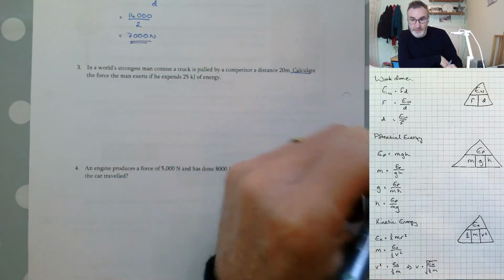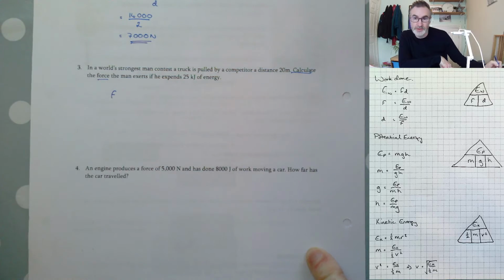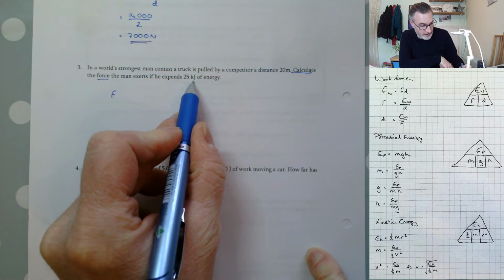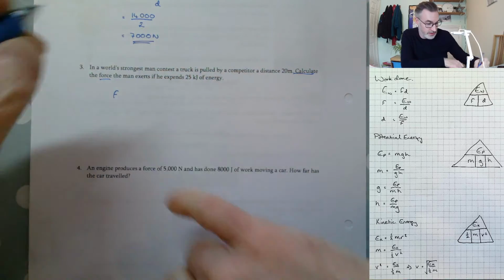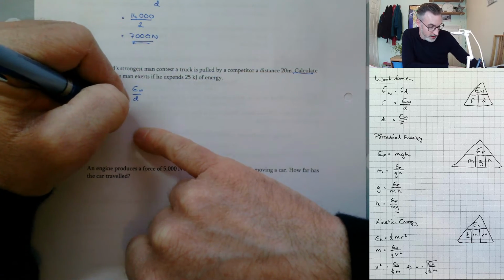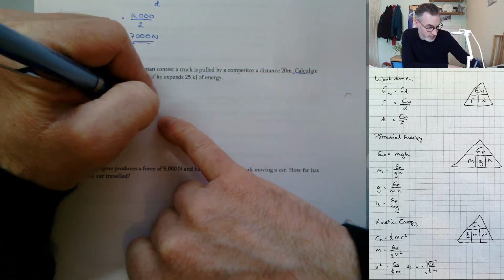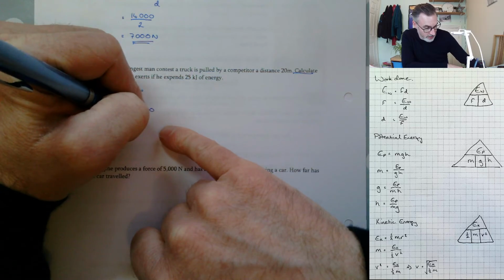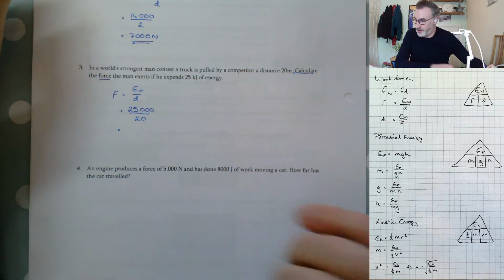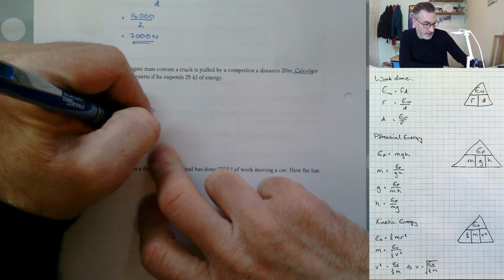Here, we're looking for the command word calculate the force. So we know we're looking for force again. And so he expends 25 kilojoules of energy in a distance of 20 meters. So again, we have force is EW over D, 25 kilojoules, so that's 25,000 joules over 20 meters. And that will give us 1,250 newtons.